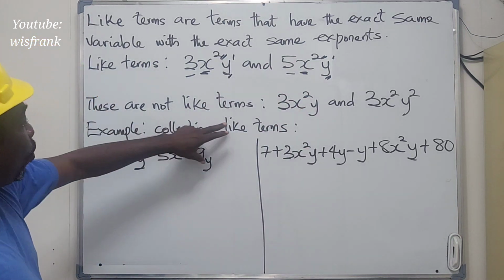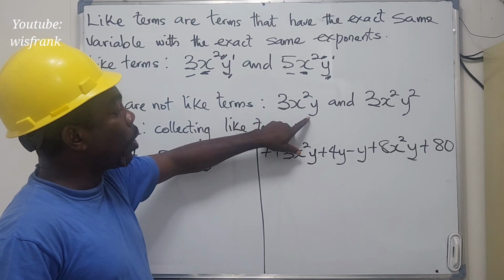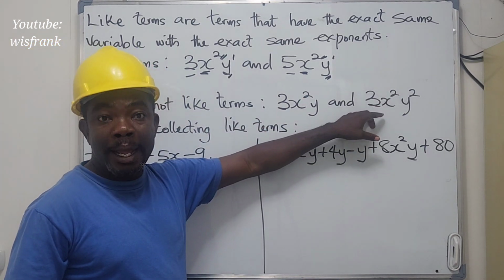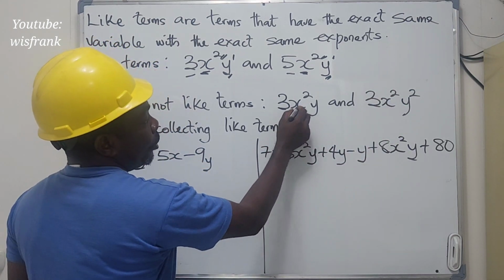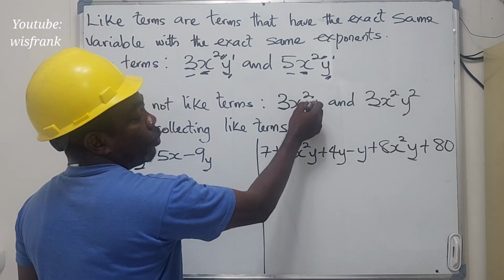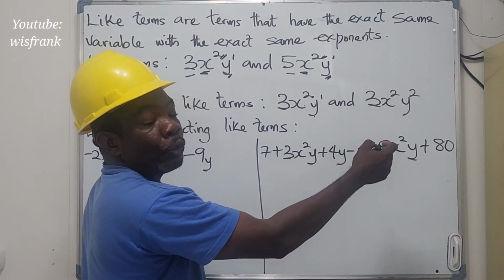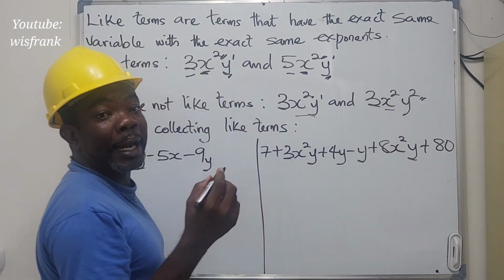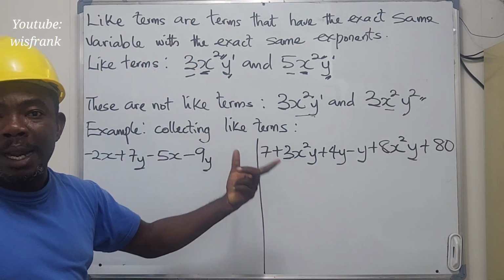So these ones are not like terms, where we have 3x to the power of 2y and 3x to the power of 2 y to the power of 2. In this expression, we have x to the power of 2 here, and y is to the power of 1. Here we have x to the power of 2, and y here is to the power of 2. So this and this are not like terms.